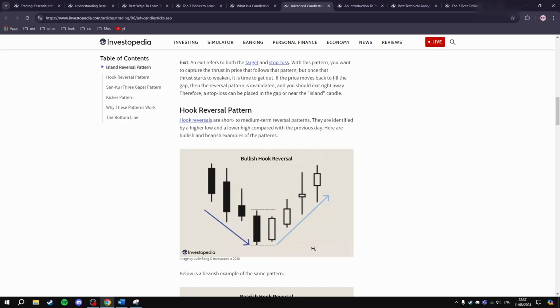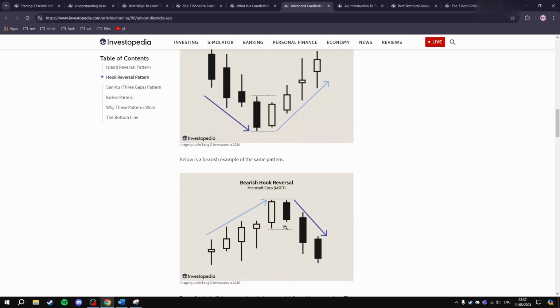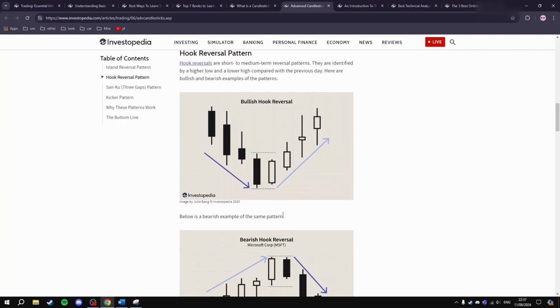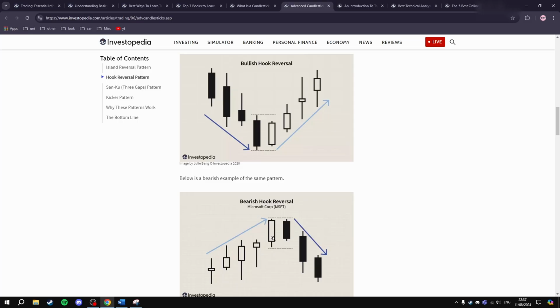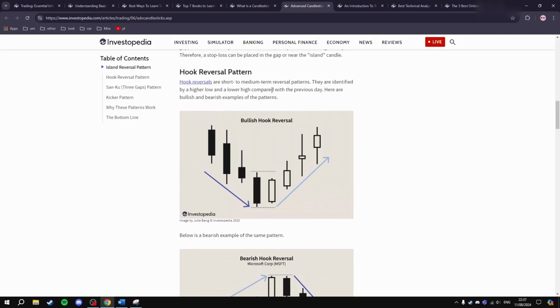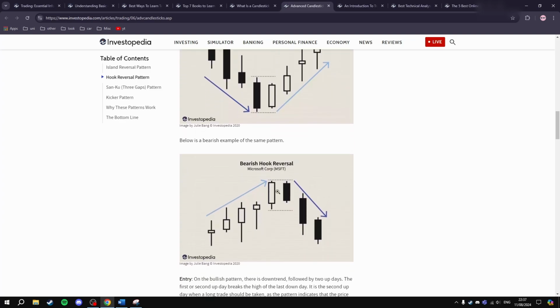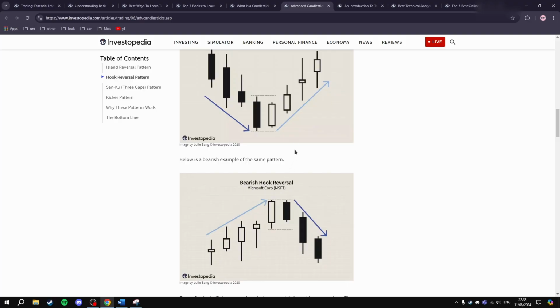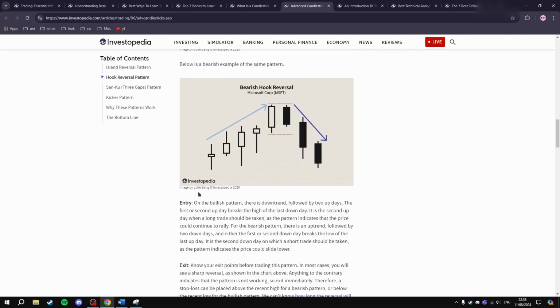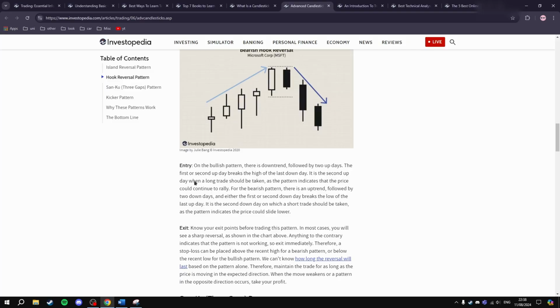So here are some bullish examples of the patterns. Same with this: higher low, so this candle compared with this candle. This is the first candle's low, this is the second candle's low. The second candle's low is higher than the first candle's low, and is it a lower high? Can't really see it that well, but I'm assuming that one's higher. No, that one's higher than the other one. So yeah. Bullish, okay. Bearish, bearish hook reversal.